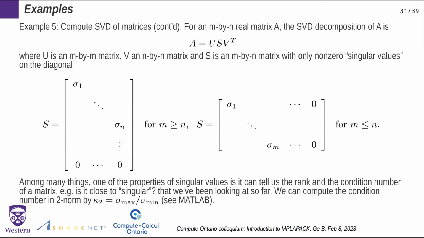So these are the things that we've been looking for so far. And we can compute the condition number, a measure of how ill-conditioned the matrix is. And the condition number here, if you recall from linear algebra, is the ratio of the maximum singular value to the minimum one. You can see that in MATLAB to verify that easily.